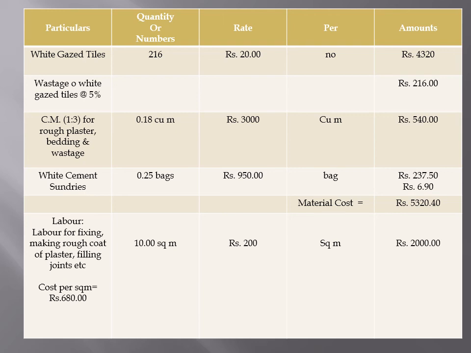So the material cost will be 5,320.40. Labor for fixing 10 square meter at the rate of 200 rupees per square meter will cost you 2,000 rupees. Hence, the cost per square meter of fixing the dado tiles inclusive of material and labor shall be 680 rupees per meter.